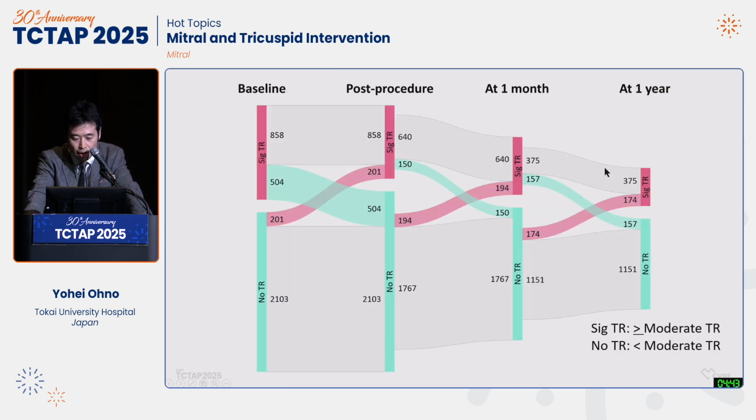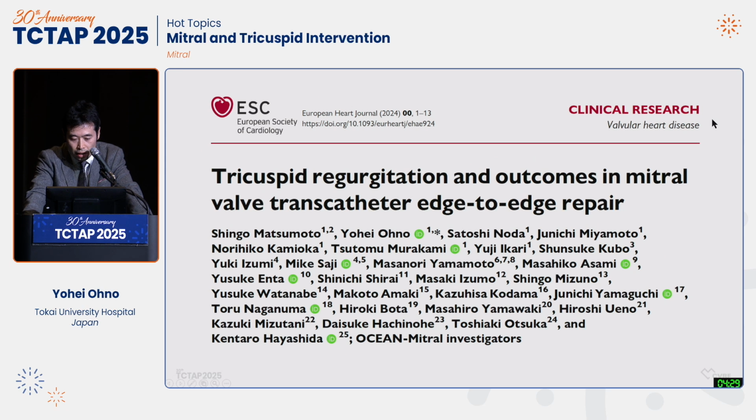And this TR is really dynamic. From baseline, post-procedure just before discharge, at 1 month and 1 year, the TR is really dynamic, and it varies from patient to patient. We were happy to share our data, which was recently published in the European Heart Journal.